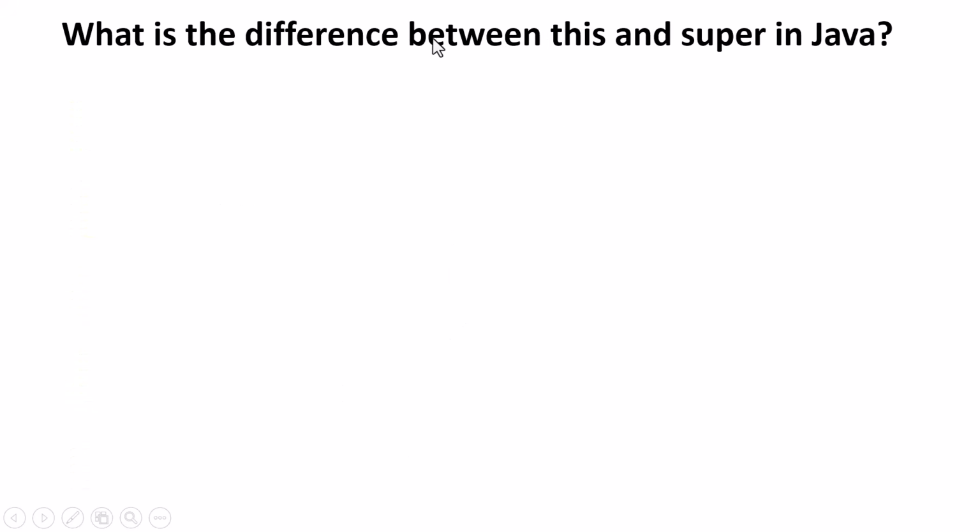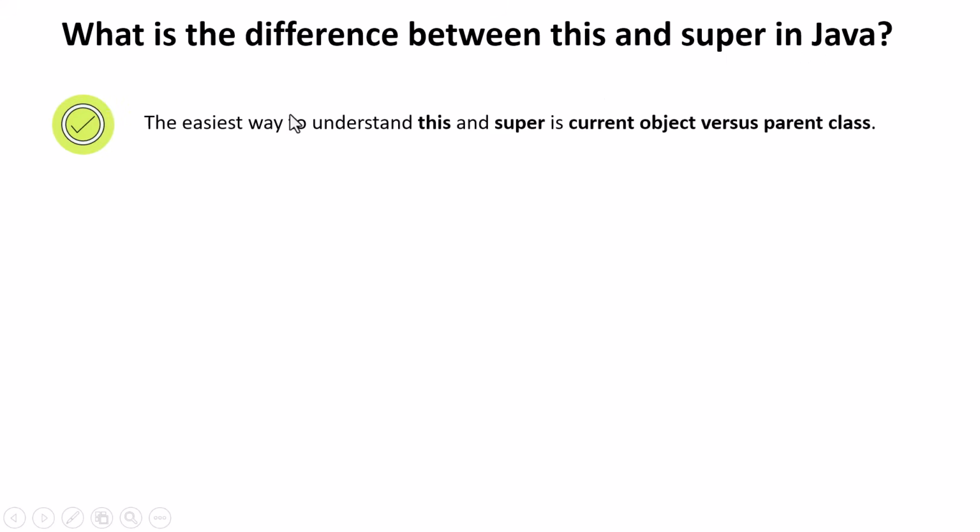Next question. What is the difference between this and super in Java? This is a very common beginner interview question because both this and super are special references, but they point to different levels in an inheritance-based program.